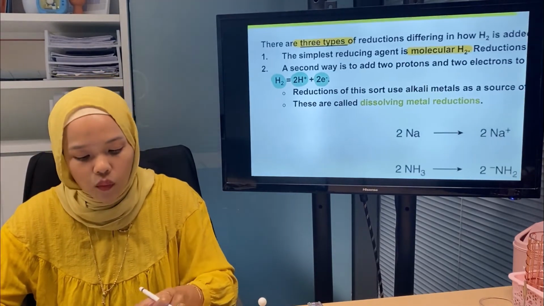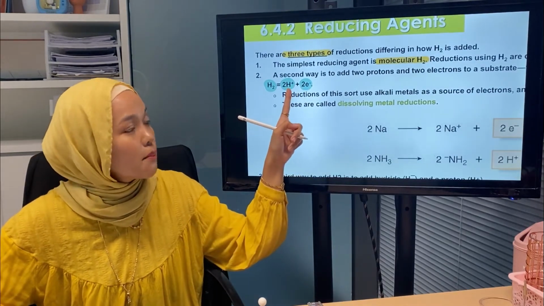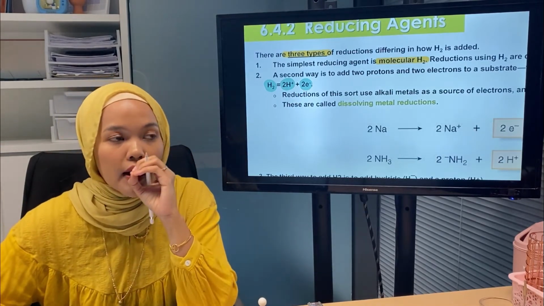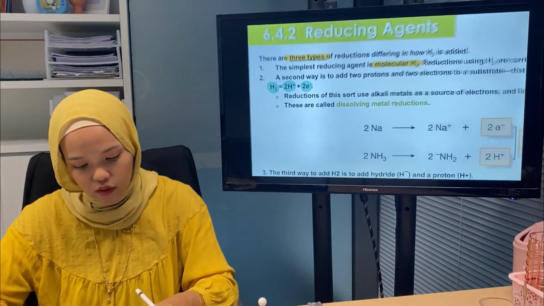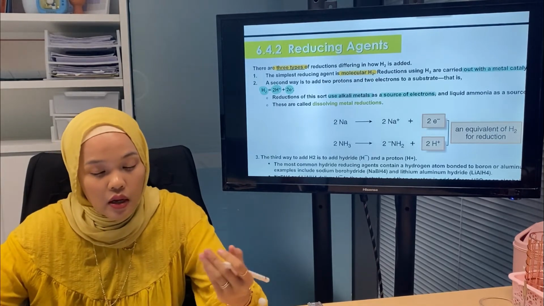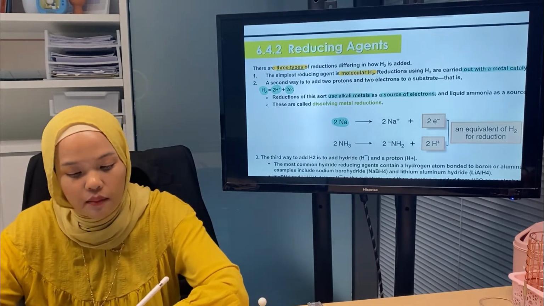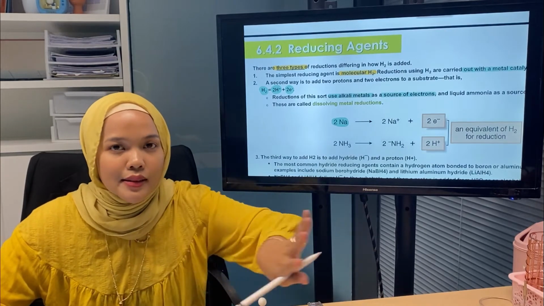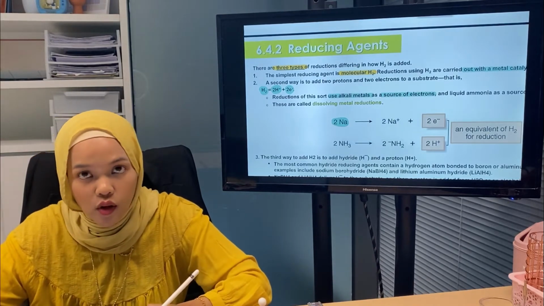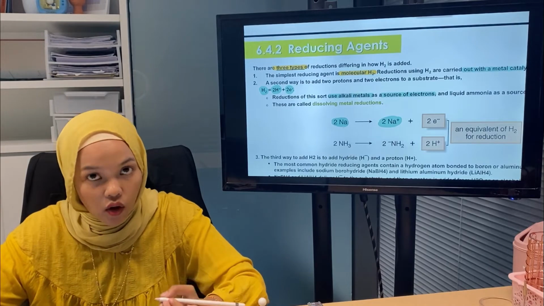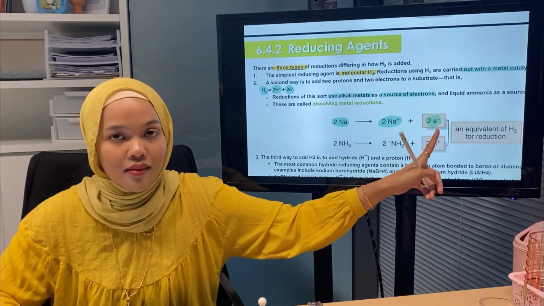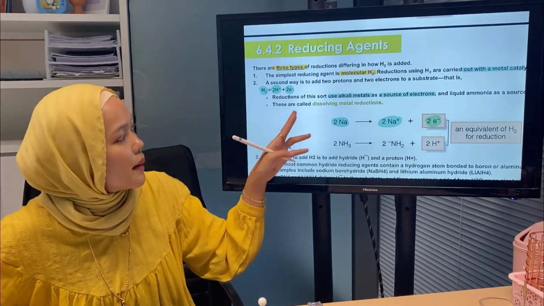So where is the source of the proton, and where is the source of the electron? You must mix them. We will use an alkali metal as a source of electron, because if you remember, sodium is an alkali metal, right? So it will tend to remove electrons easily. 2 sodium will give 2 sodium ions and 2 electrons, because they will tend to donate their electrons. This one you remember.